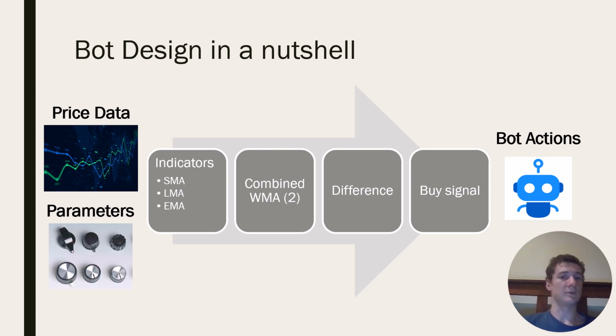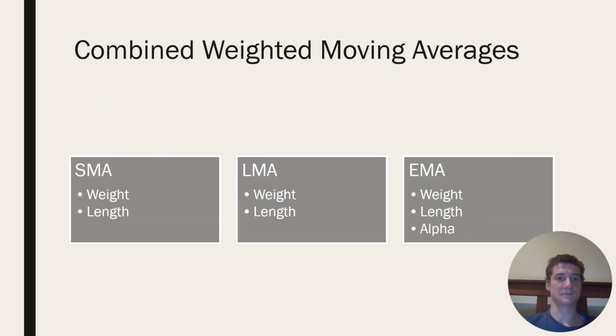Now that we've looked at how the bot functions, we can look at its parameters. For each of the weighted moving averages, there are 7 parameters. There are 3 parameters for the weights of each moving average, another 3 for the window lengths of each moving average, and then an extra parameter for the exponential moving average's alpha value.